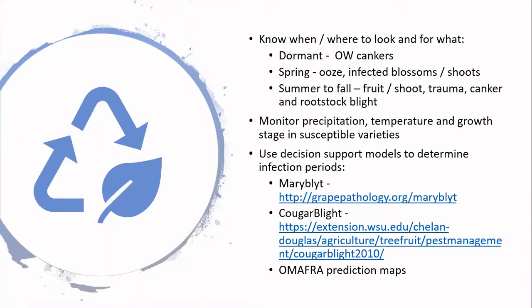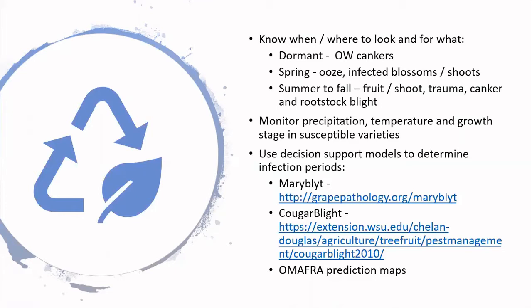So in terms of fire blight management and monitoring, know when and where to look for symptoms and for what. During dormant times, you're looking for overwintering cankers. In the spring, those cankers are starting to ooze. You're also looking for signs of infected blossoms and shoots. During the summer and fall, you're looking again for that shoot blight, any sort of trauma blight that may occur, as well as signs of canker and rootstock blight. Monitor precipitation, temperature, and growth, especially in susceptible varieties.